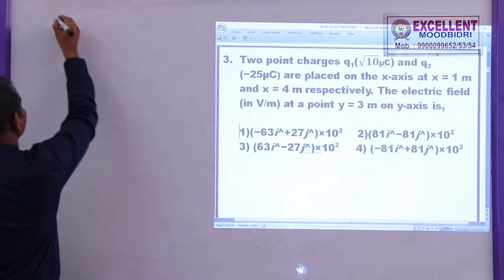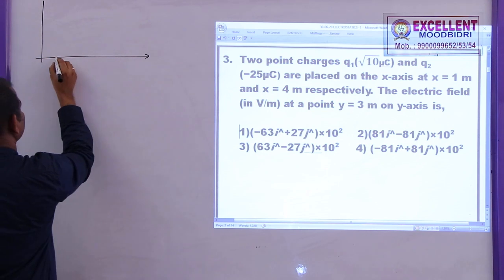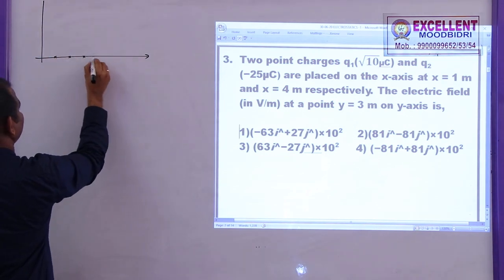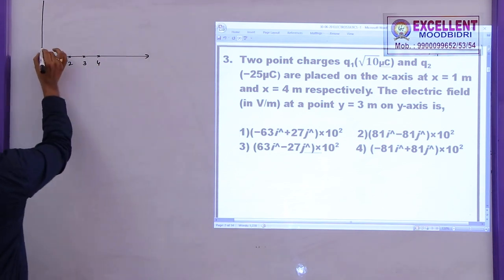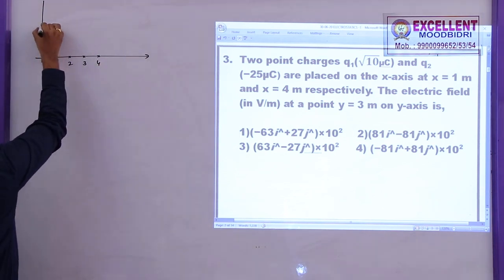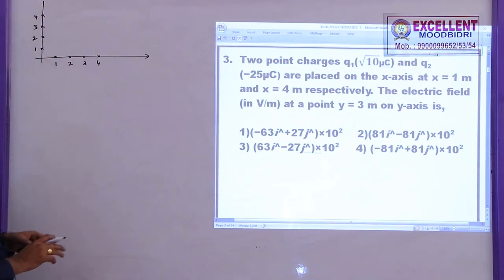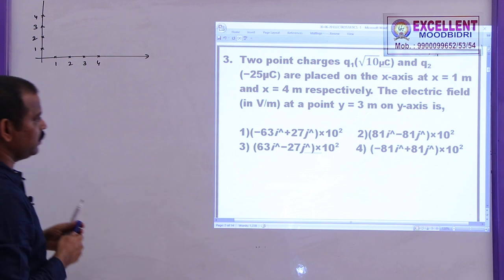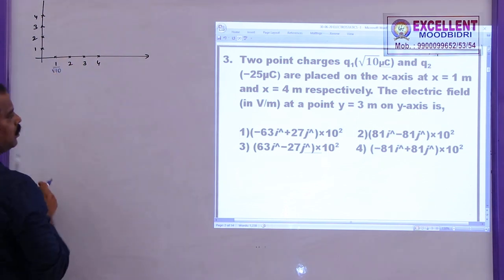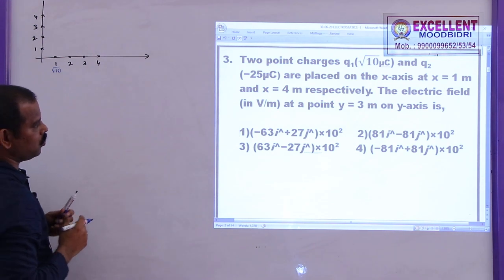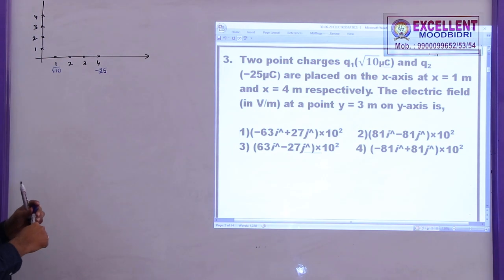Number 3, 2 point charges root 10 microcoulomb and minus 25 microcoulomb are placed on the x-axis at 1 and 4. This is the x-axis, this is 1, 2, 3, 4. Similarly, here the y-axis 1, 2, 3, 4. So the charges were placed at x is equal to 1, which is root 10 here, and at x is equal to 4, this is minus 25. So 2 charges are placed here.